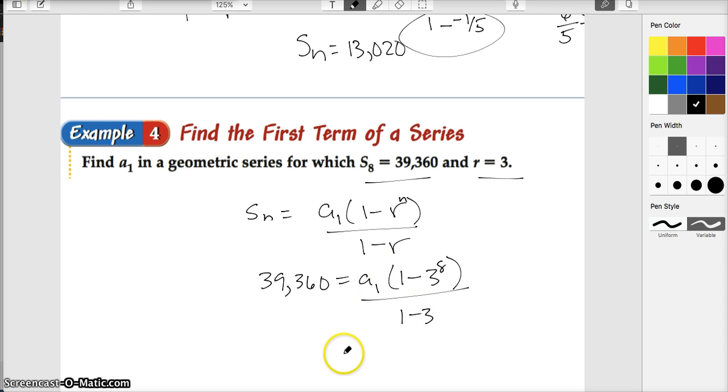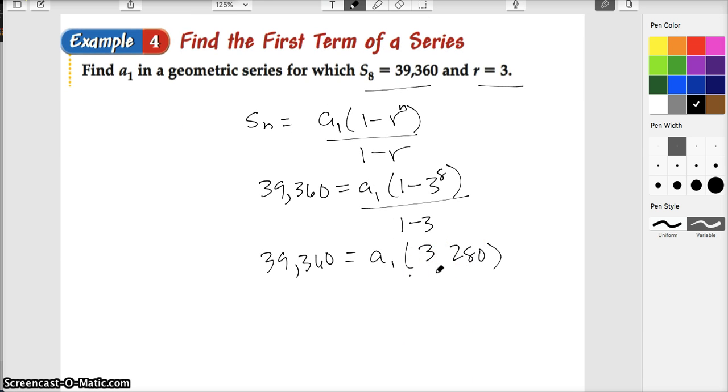With a little bit of calculator work, we get that 39,360 is actually equal to a sub 1 times 3,280, I believe. And with that, we're going to divide both sides by 3,280, like so. And then we will finally get that a sub 1 is equal to 12. And thus the first term of the sequence is 12.